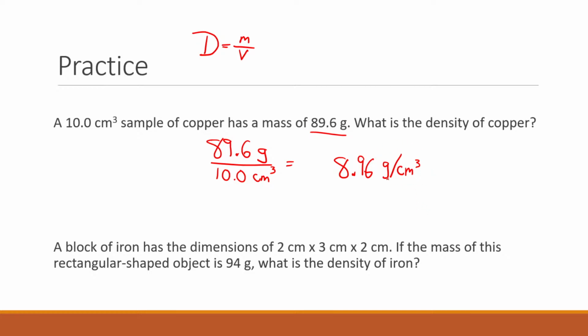Right? This joint unit here is the same as saying miles per hour, or pounds per square inch. Right? It's a combined unit because we're talking about a ratio, the mass to volume ratio. And this number, our density number, is going to represent that mass to volume ratio.